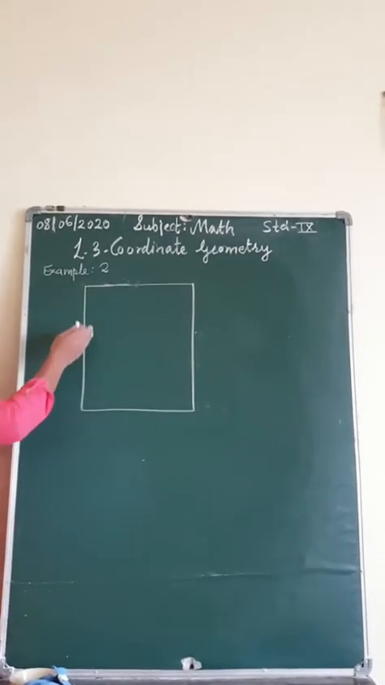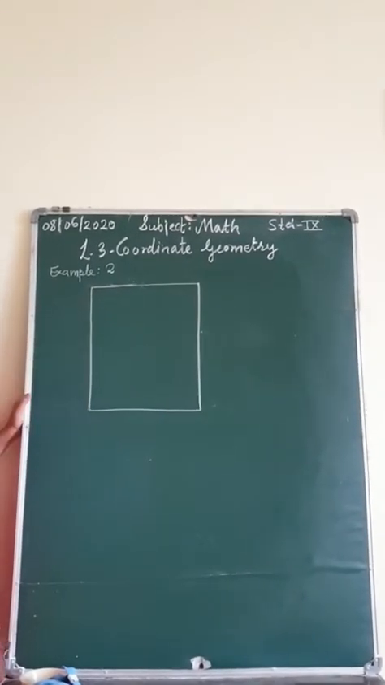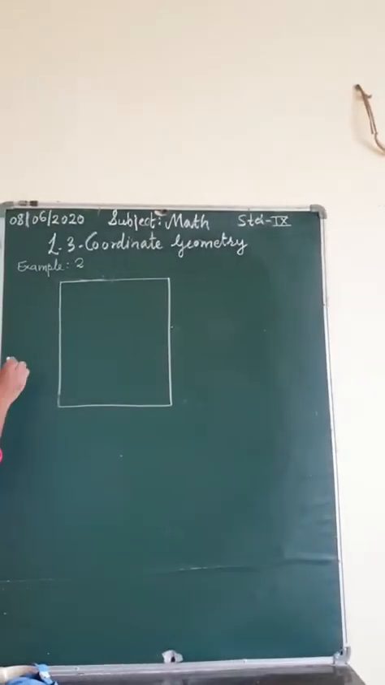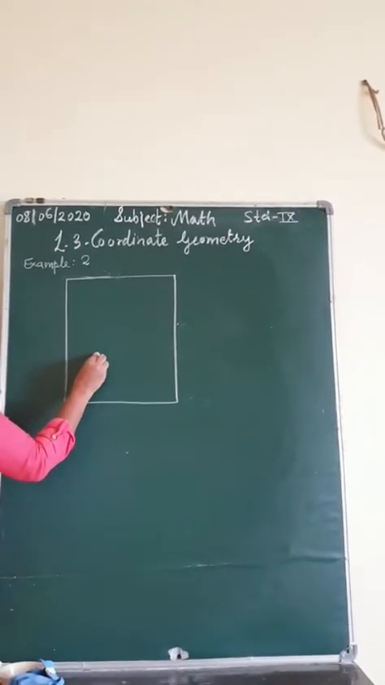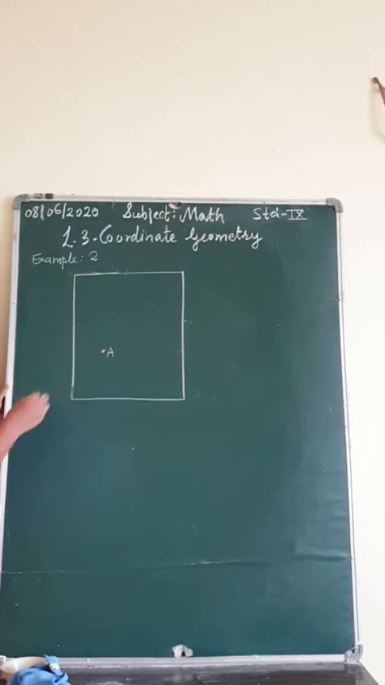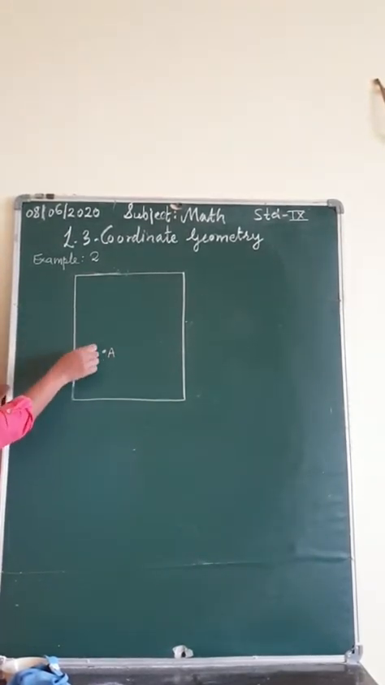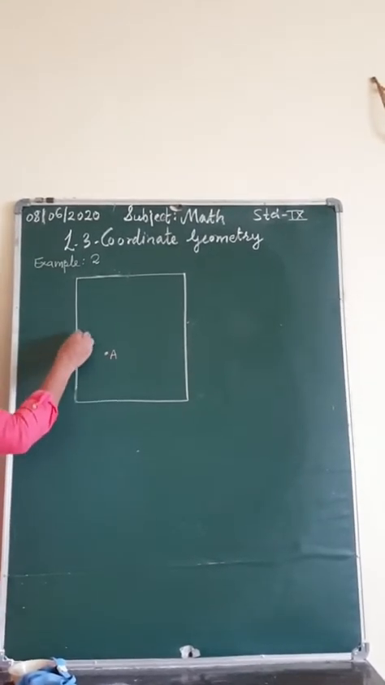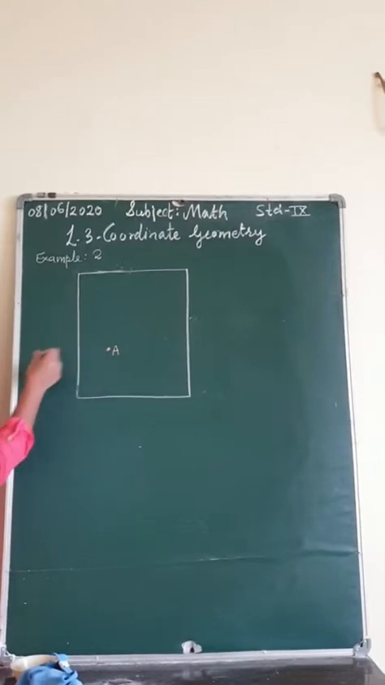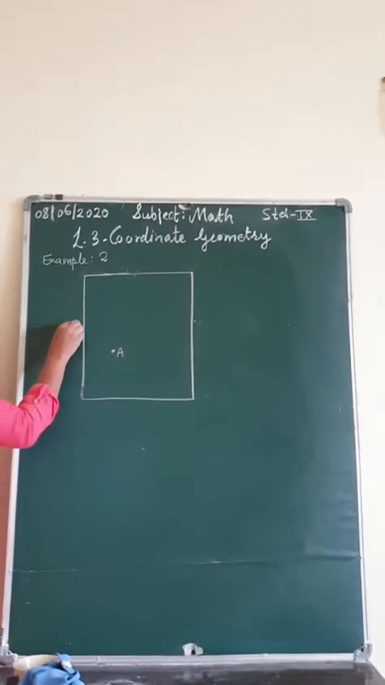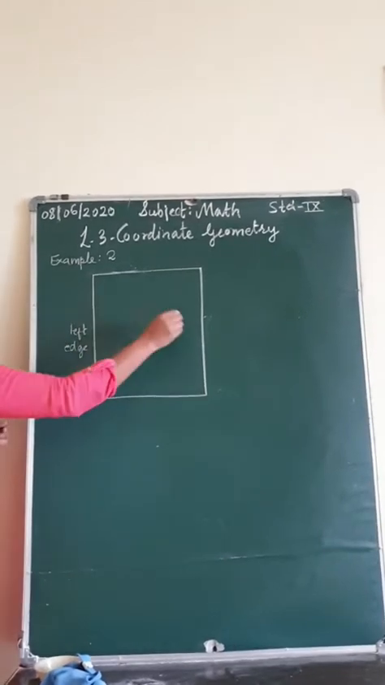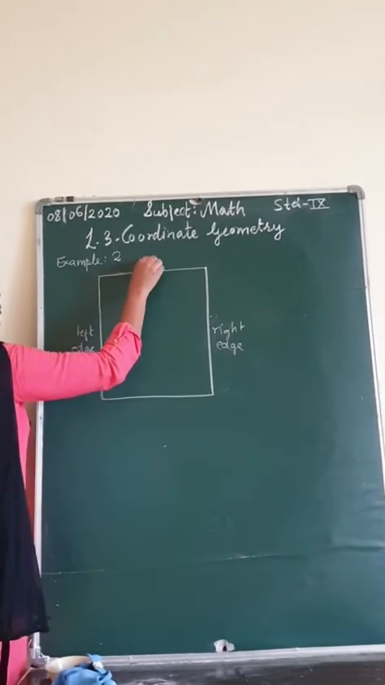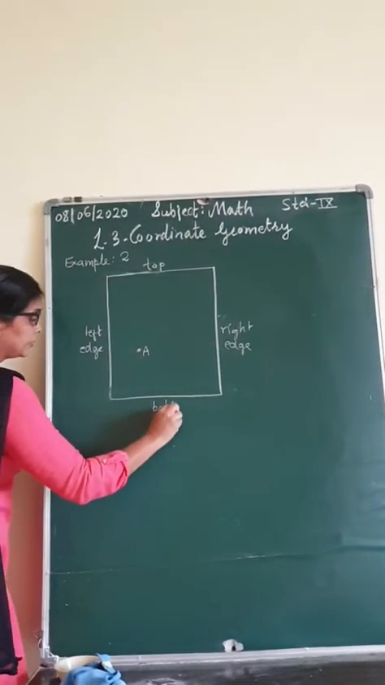Let's take one more example to know more about the positioning of a point. Here, if this is a sheet of paper and on this paper, point A is given here. And we have been asked to describe the position of point A. Before that, first let me write: this is the left edge of paper, this is the right edge of paper, this is the top edge of paper and this is the bottom edge of paper.